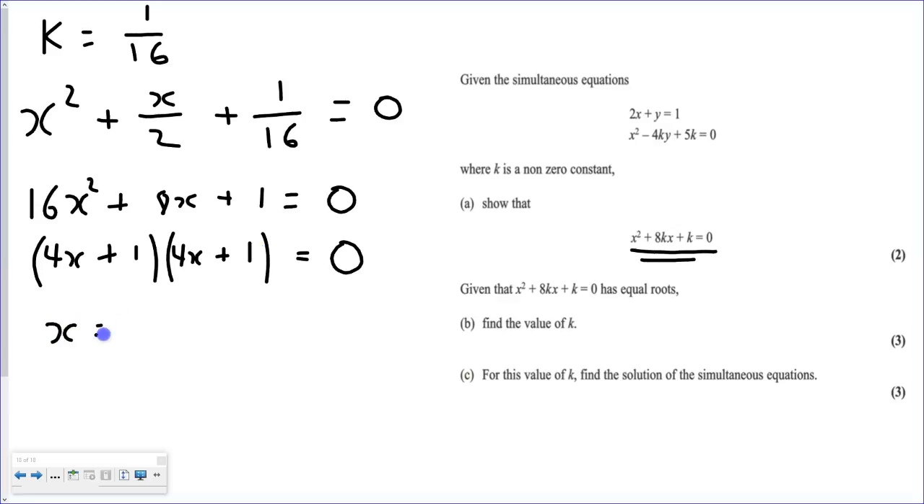So x therefore is just minus 1 over 4, and when x is minus 1 over 4, remember we need to solve a simultaneous, so we need to find the y solution as well. So that's just going to be 2 times minus a quarter, which is just minus a half, plus y equals 1. So adding a half to both sides, y is just equal to 3 over 2. And that's it.